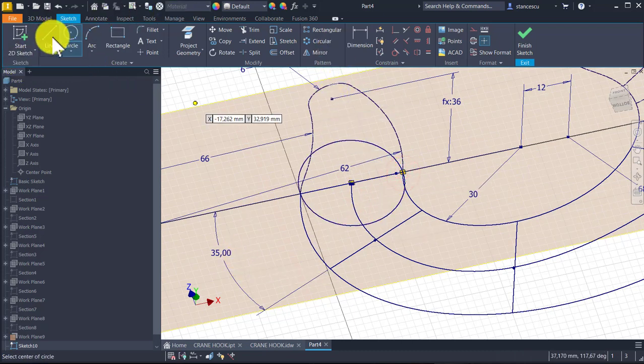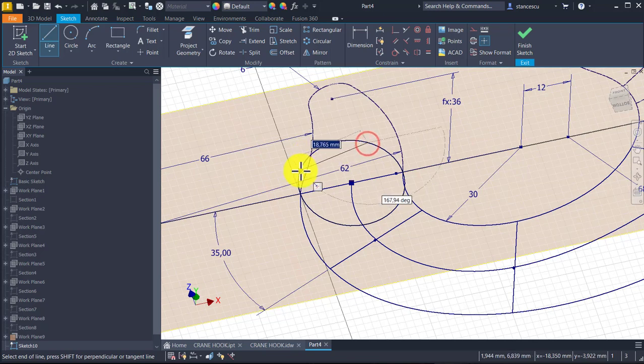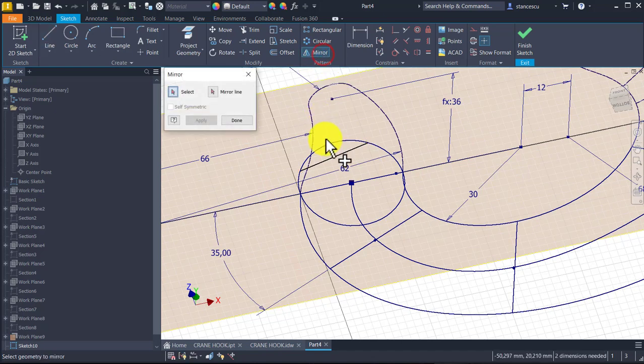Lines, this is the first, mirror of this line above the diameter and apply. Good, done.